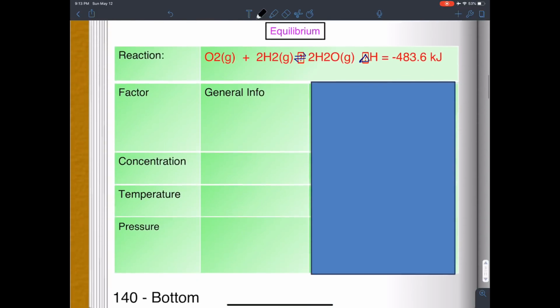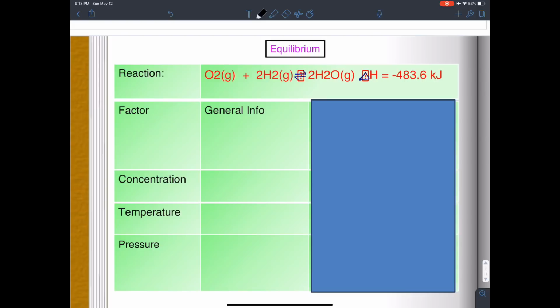So now we're going to start talking about how we can adjust the way this reaction is happening. So we talked about reaction rates. Now essentially we're going to talk about reaction rates in either direction. So these factors should look similar: concentration, temperature, and pressure. Now we're going to talk about applying them to a reversible reaction.